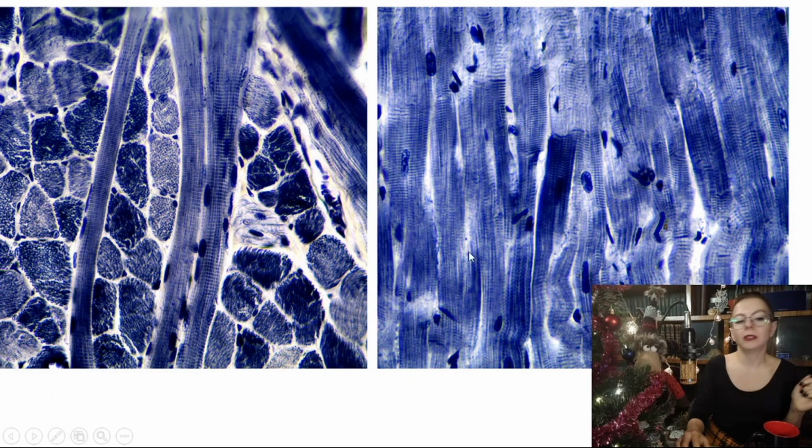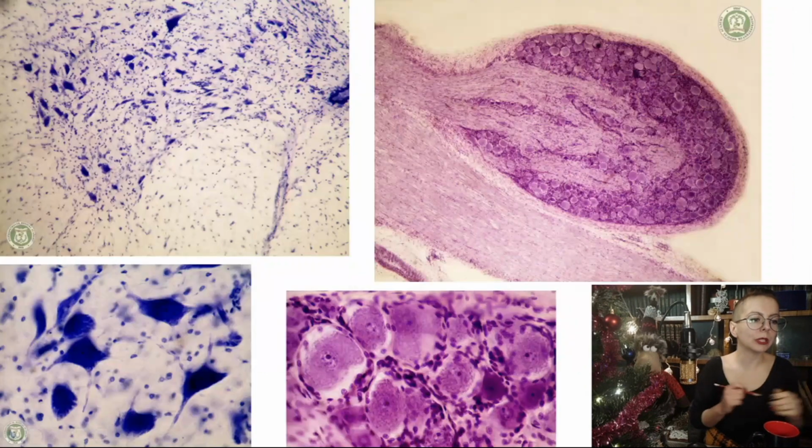Okay, in cardiac muscle tissue, you can see the position of the nucleus because there is no cross section. And of course, you look for these intercalated discs. If you see intercalated discs, then this is the cardiac muscle tissue. If without those intercalated discs, then skeletal. Okay, let's move on. And now specimens from the nervous system.